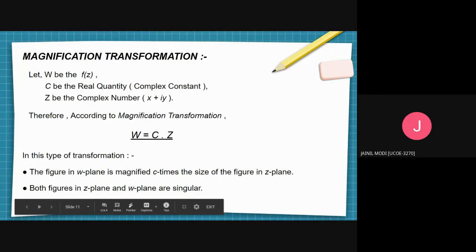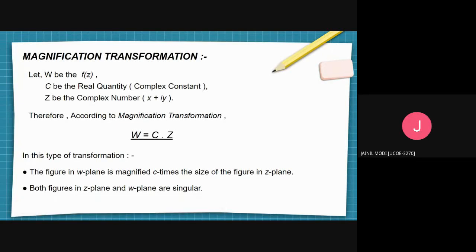So let's start with formulating the values. W is a function of z, and c is a real quantity. Z is a complex number. Therefore, according to magnification transformation, W will be equal to C into Z. In this transformation, the figure in the W plane is magnified C times the size of the figure in the Z plane.